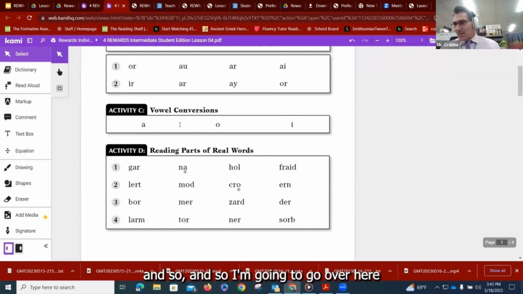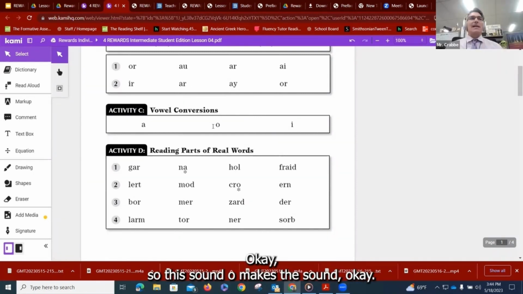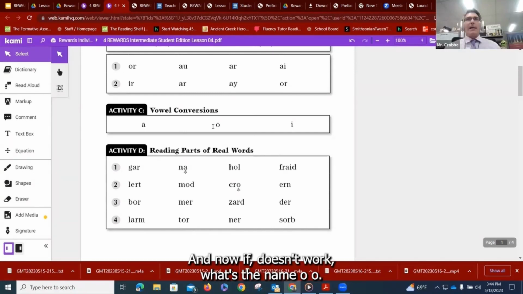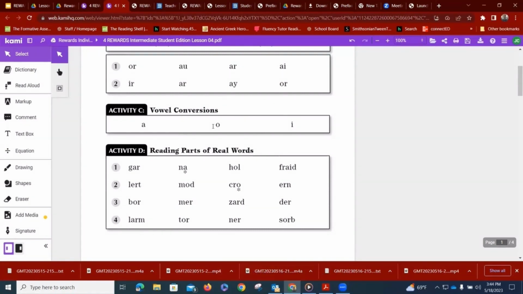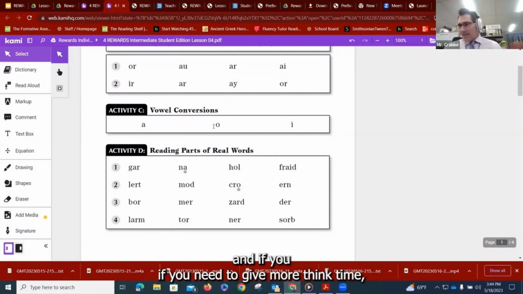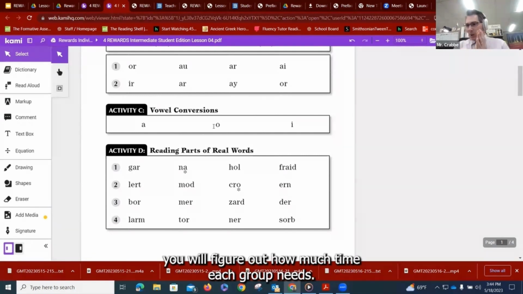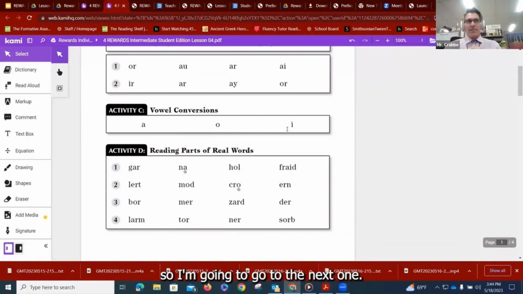And so I'm going to go over here and say, what sound for O? What sound does this letter make? Okay, so O makes the sound, right, so O makes the sound. And now, if it doesn't work, what's the name? O, right? So again, sound, name. There we go. Okay, and if you need to give more think time, you will figure out how much time each group needs. So I'm going to go to the next one, this one here.